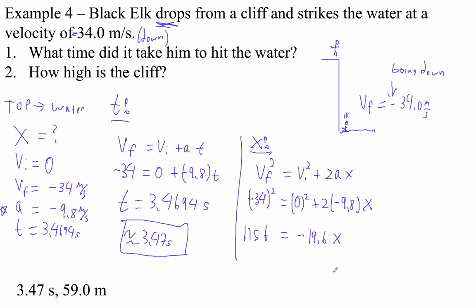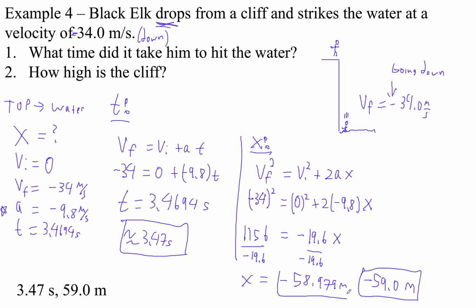I'm almost there. Oh, interesting. I'm going to get a negative number, but that makes sense. Okay, so the next thing is I'm going to divide by negative 19.6. So this number divided by negative 19.6 is negative 58.979 meters. Now here's the crazy thing. If I write 3 digits, I have to write negative 59.0 meters. You could just write this. I honestly don't really care that much. I mean, don't write 17 digits or something like that.